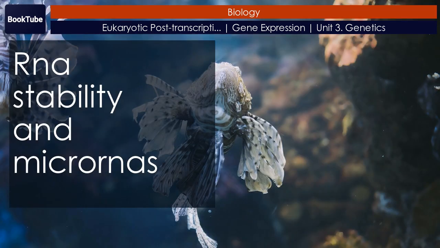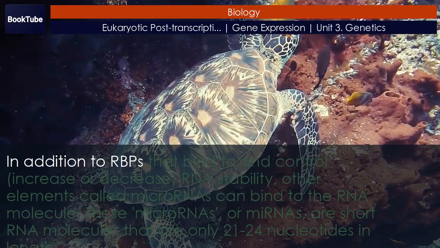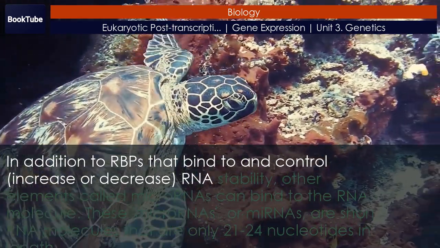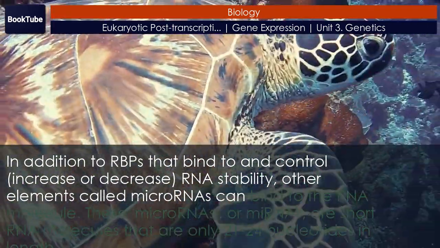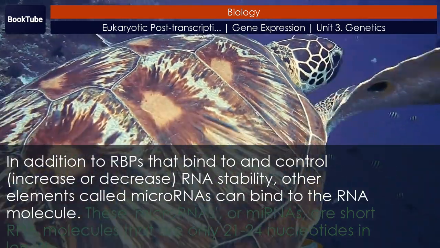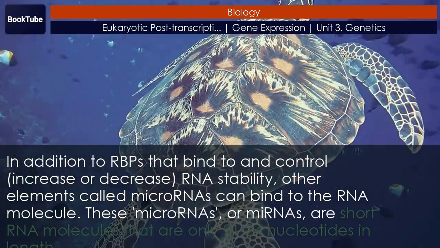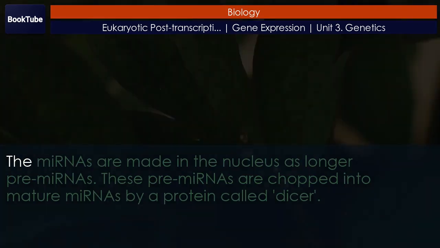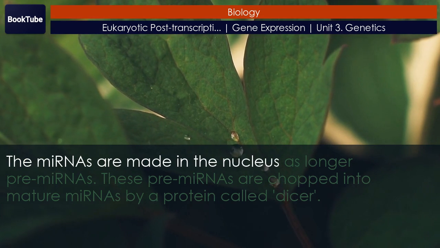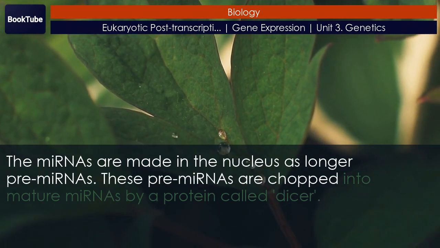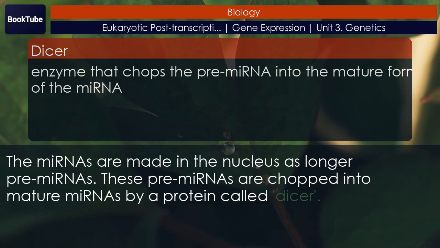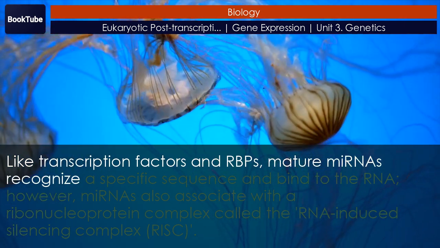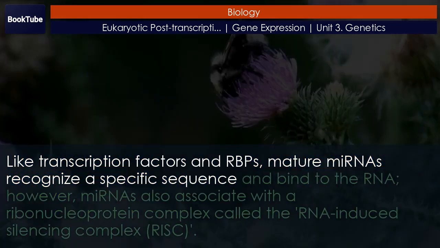RNA stability and microRNAs. In addition to RBPs that bind to and control, increase or decrease RNA stability, other elements called microRNAs can bind to the RNA molecule. These microRNAs, or miRNAs, are short RNA molecules that are only 21 to 24 nucleotides in length. The miRNAs are made in the nucleus as longer pre-miRNAs. These pre-miRNAs are chopped into mature miRNAs by a protein called dicer. Like transcription factors and RBPs, mature miRNAs recognize a specific sequence and bind to the RNA.